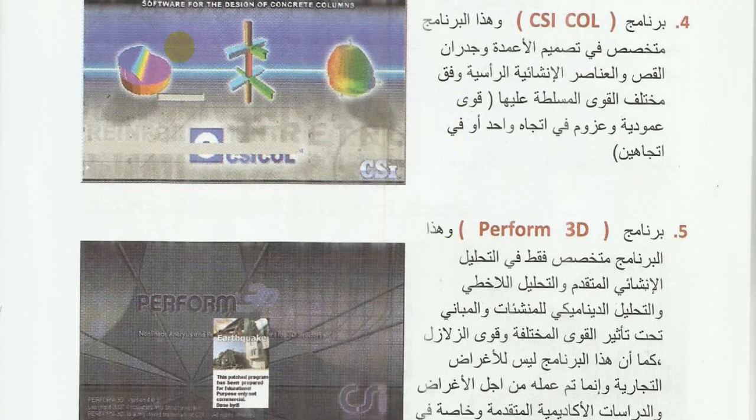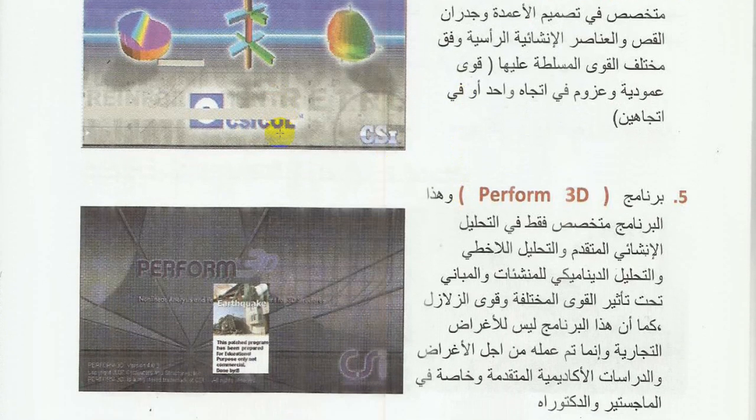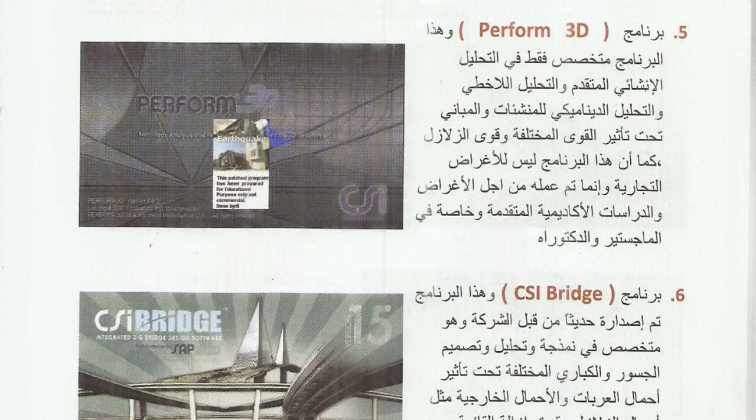The software CSI COL. This software specializes in designing the columns and the shear walls, as well as the structural vertical elements, according to different types of loadings or different types of forces exerted upon the vertical elements, in unidirectional or bidirectional moments and vertical forces. As you can see, this is run for the CSI COL edition program for software update purposes.